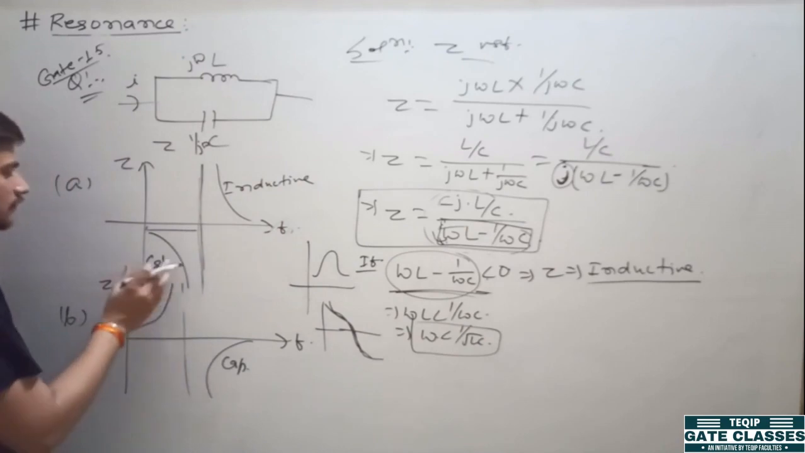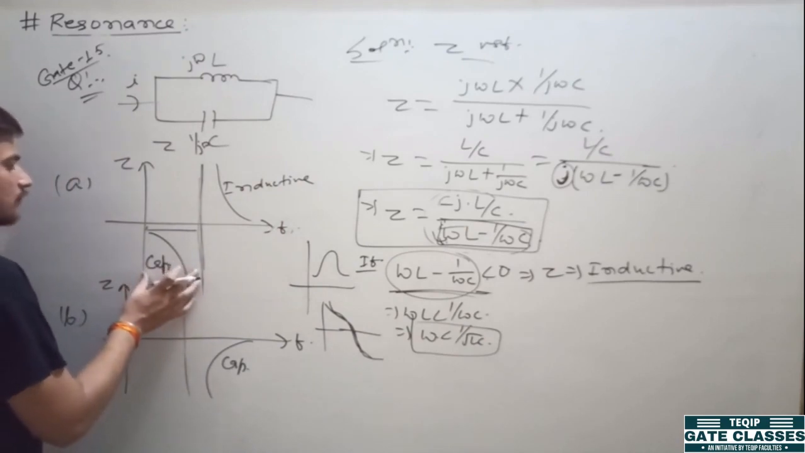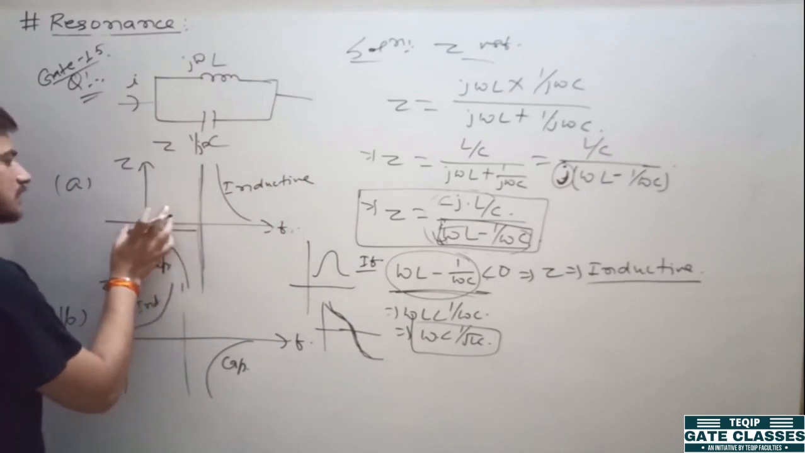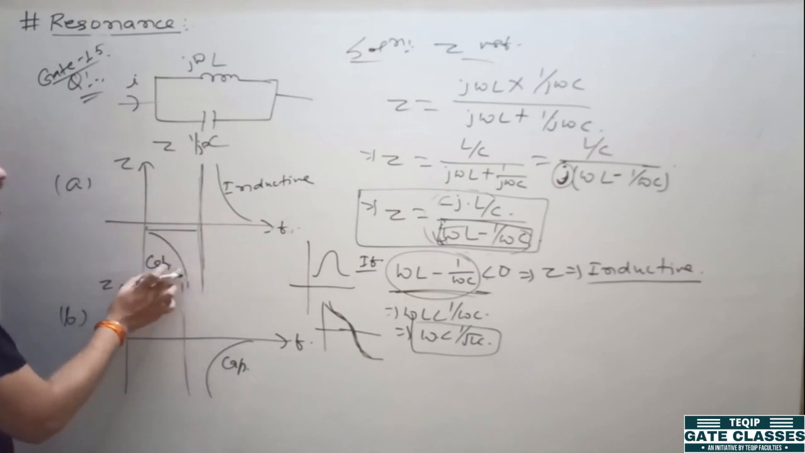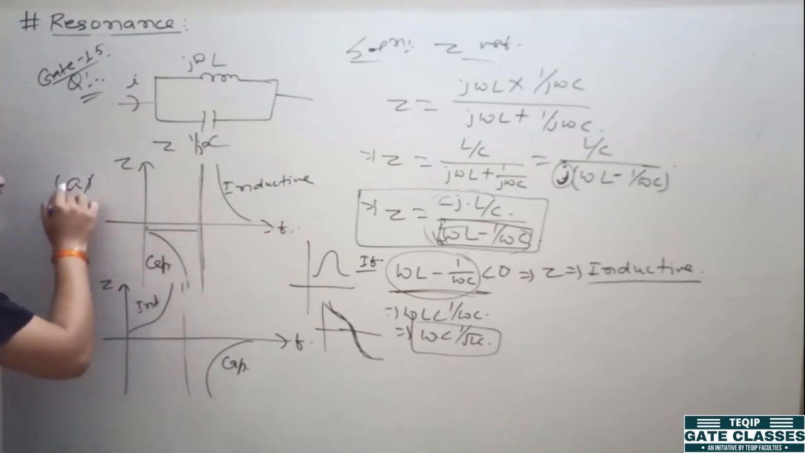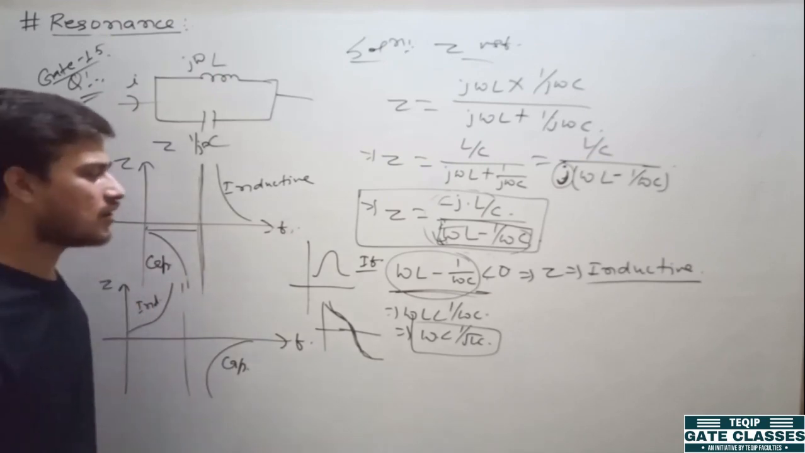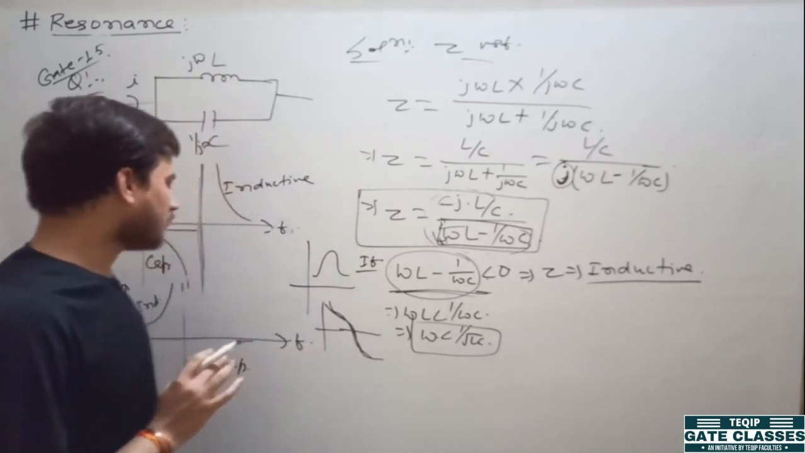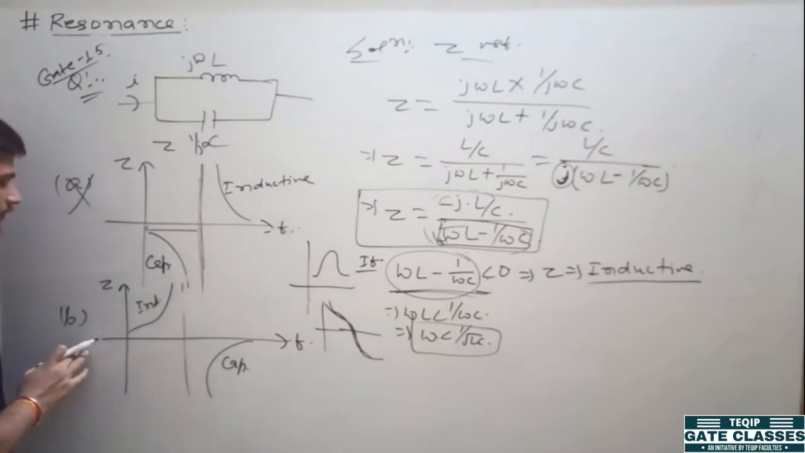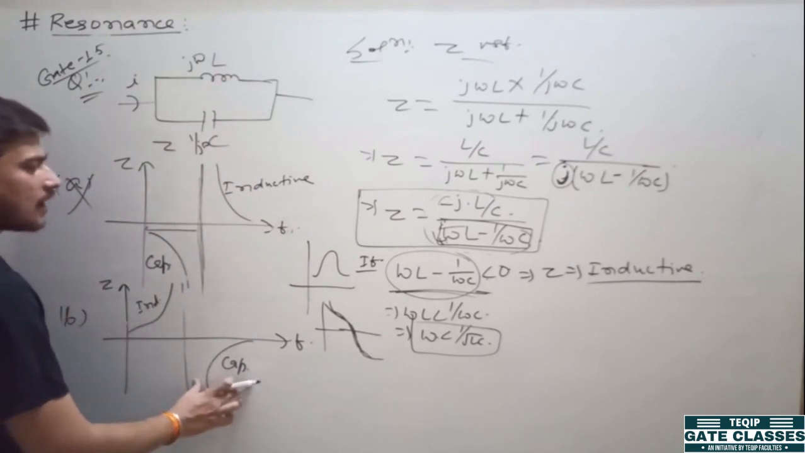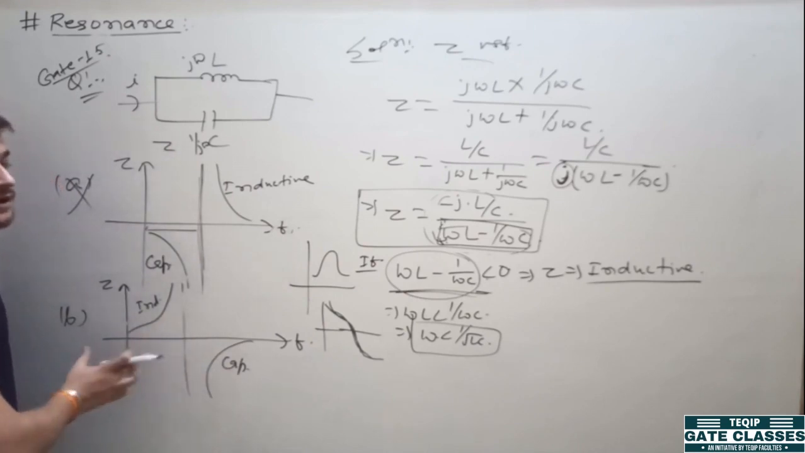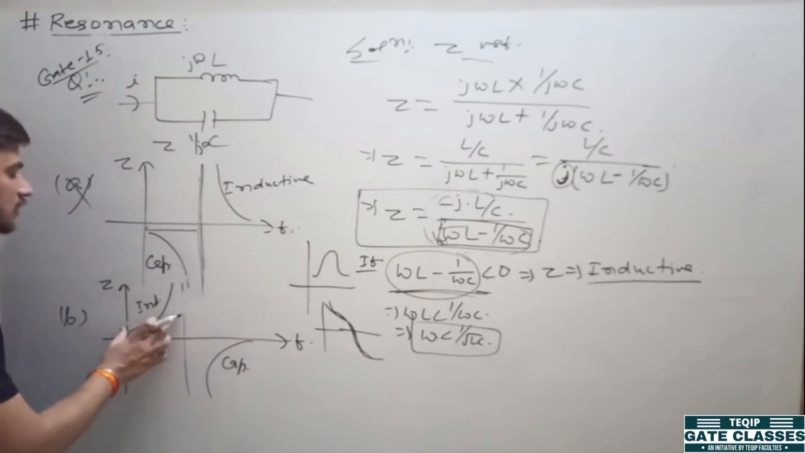So in the first option, what do you see? If omega is less than 1 by under root LC, here it is given capacitive. That means the first option is 100% wrong. Come to the second option. In the second option, the first half is given inductive, the second half is given capacitive. That means this option may be correct. Further we will have to check the graph.